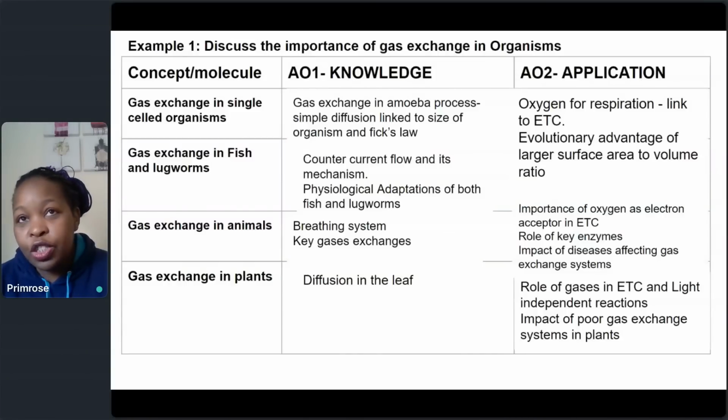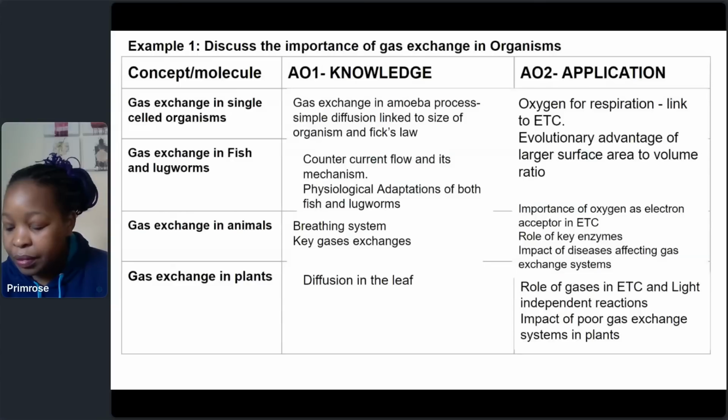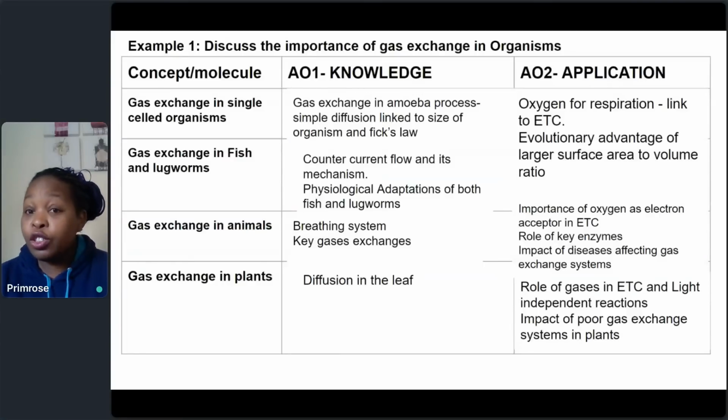So what modules are you doing at the moment? Because there's a lot of links to respiration later on in the spec. Okay, good. So which part? So are you doing neuronal communication or hormonal?